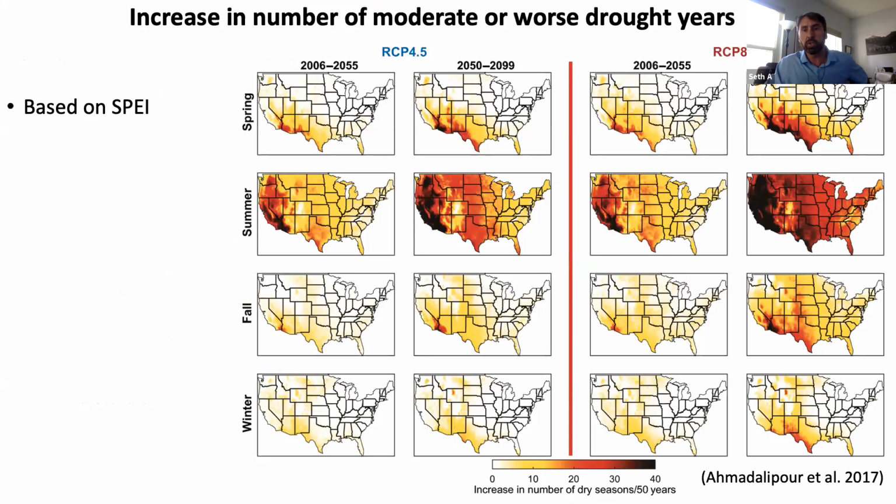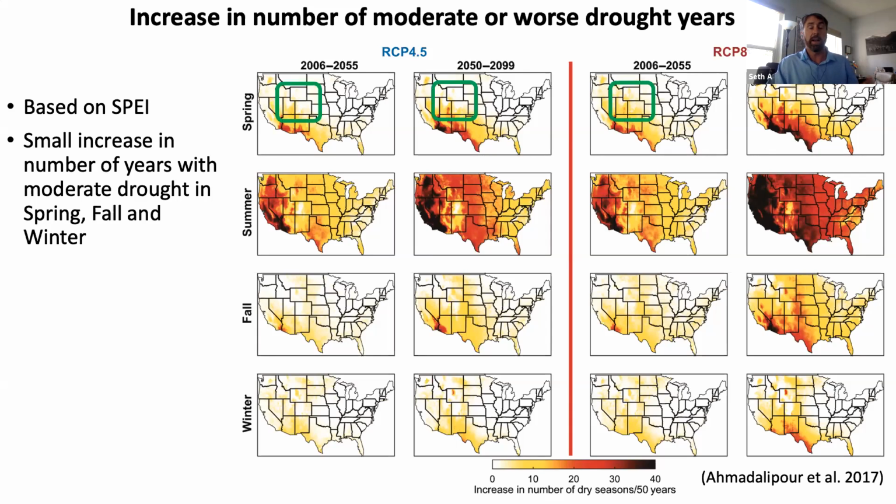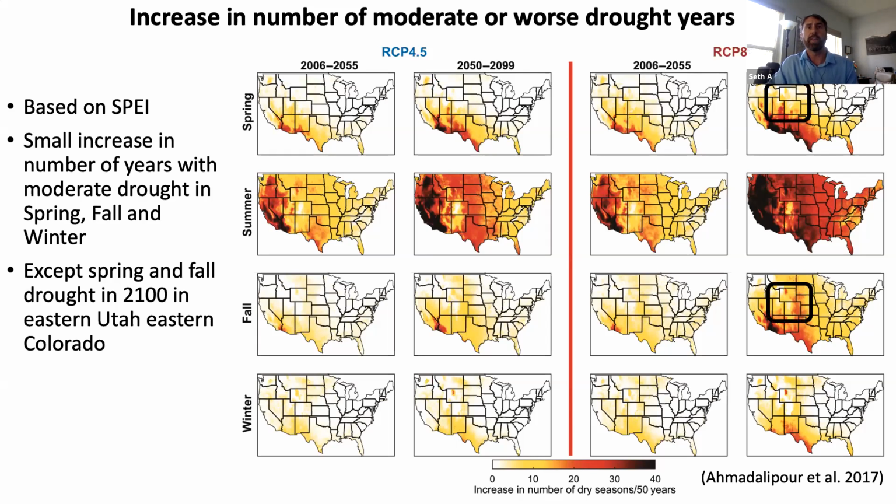And finally, this shows some projections about how the severity of drought is projected to change. The colors show the number of years out of 50 that there's projected to be a moderate or worse drought. The darkest color represents 40 out of 50 years in moderate or worse drought. Again, this is based on the standardized precipitation evaporation index. You can see there's a pretty small increase in the severity of drought during spring, fall, and winter, with the exception that in the late century time period there is a greater increase under the high emission scenario.